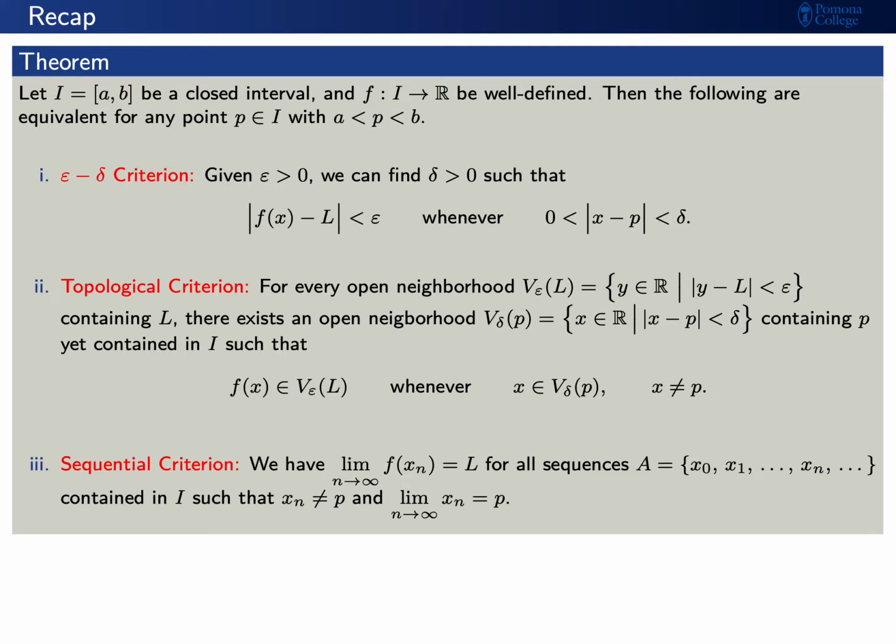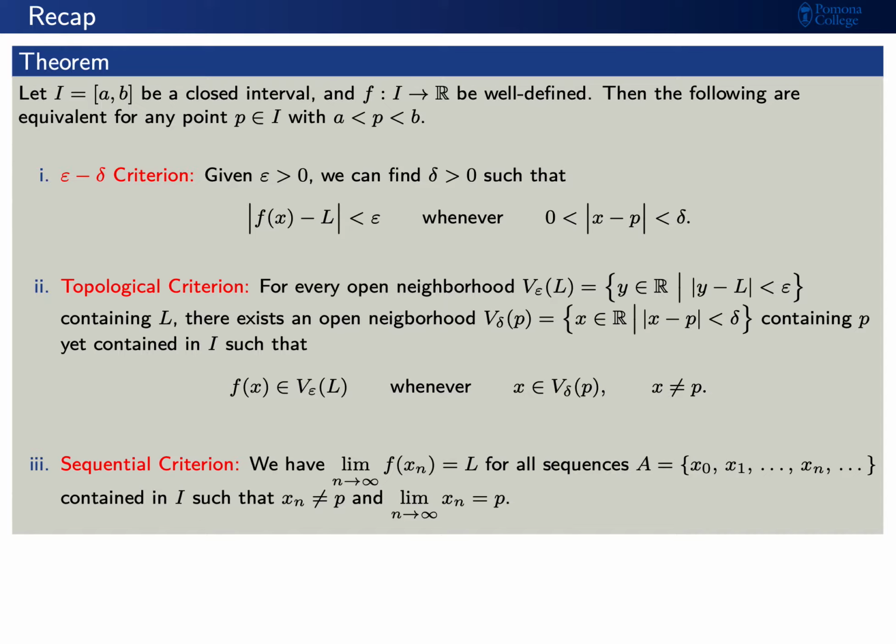Second, we have the topological criterion. This says for any open neighborhood V sub epsilon of L containing some real number L, there exists an open neighborhood V sub delta of P containing our point P, yet contained in the closed interval I, such that f of x is an element of the first open neighborhood V sub epsilon of L whenever x is an element of the next open neighborhood V sub delta of P and x different from P.